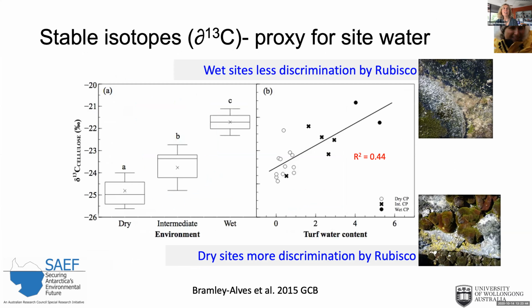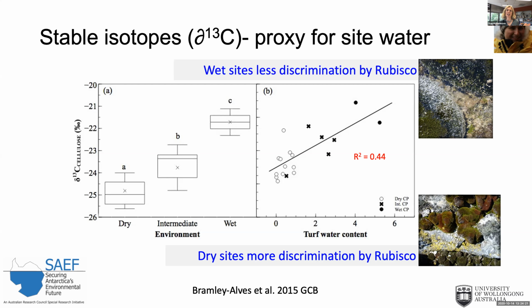So the stable isotopes also enable us to look spatially across areas and ask, is this a wet area or a dry area? This is showing you different environments, so dry, intermediate and wet, along our transects. And we see a nice correlation between dry sites having a more negative stable isotope value and the wet sites having a more positive one. So we can use this method to tell us about temporal change in water availability, but also spatial change in water availability. So it's a very powerful proxy for us.